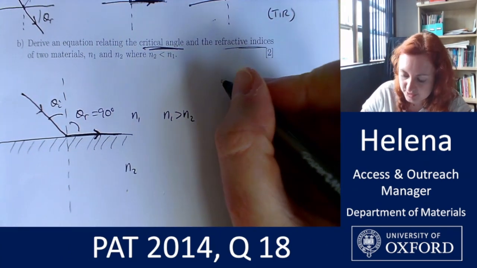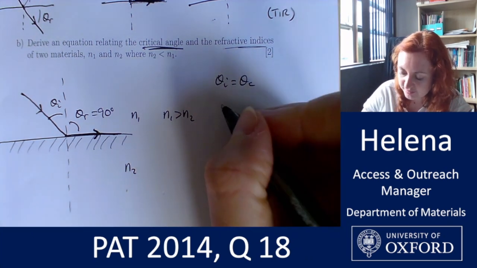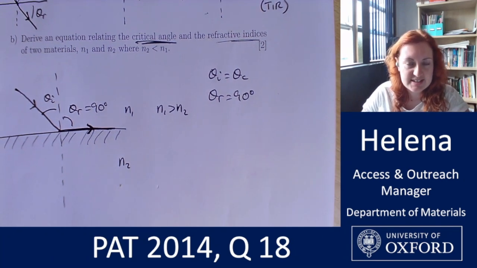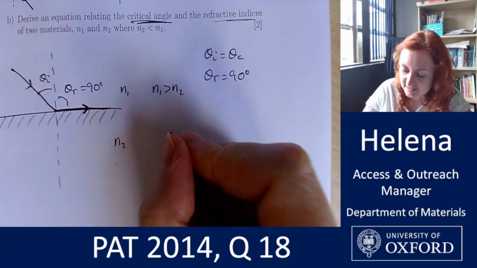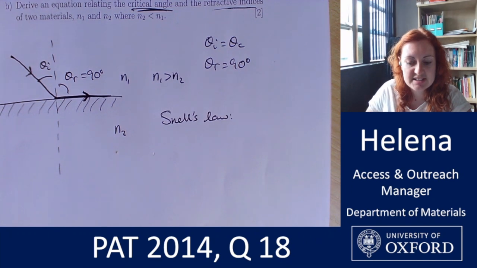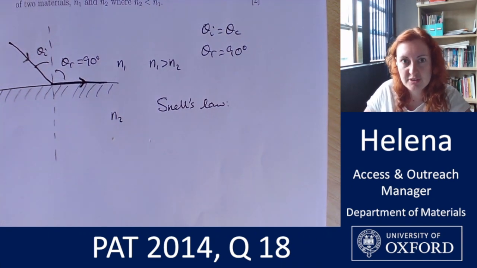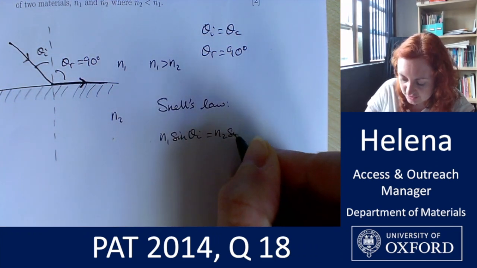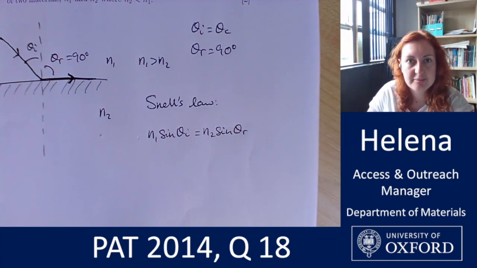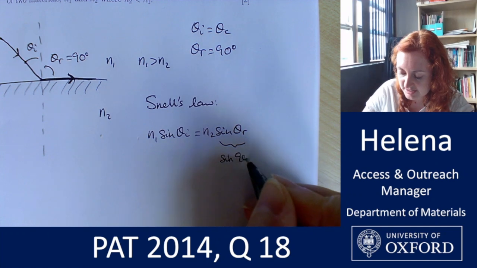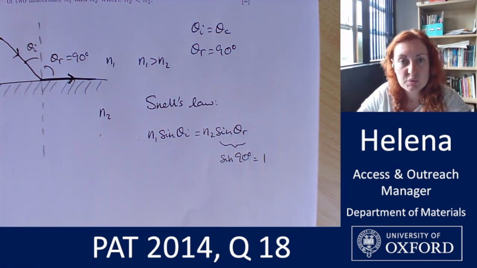So we have the case where our theta I is equal to theta C. We've got that theta R is equal to 90 degrees. Now let's think about an equation to relate all these things together. So the first thing that comes to mind is Snell's law. Now this relates refractive indices to angles of incidence and reflection or refraction. So let's write this. It's N1 sine theta I is equal to N2 sine theta R. All right. So our theta I is theta C, our critical angle. Sine of theta R is actually sine of 90 degrees, which hopefully you remember is equal to 1.